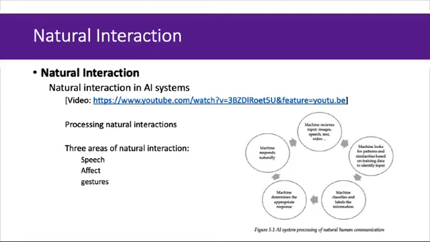3 areas of natural interaction are speech, affect, and gestures. Speech is that of spoken language. Gestures refers to hand and body movements, and affect is the outward expression of emotional states.